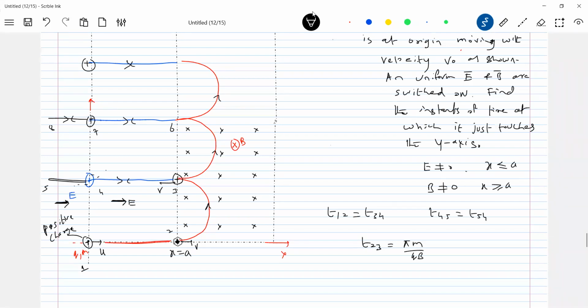So at t equals 0, it will start from here. Calculate t12 from electrostatics. Then t23 you know. t12 should be equal to t34. Calculate t45. How to calculate t45? Again, it is the time taken for it to undergo retardation. So just work it out. So that is the motion of the charged particle. Like that, as long as the fields E bar and B bar are there, it is going to move.